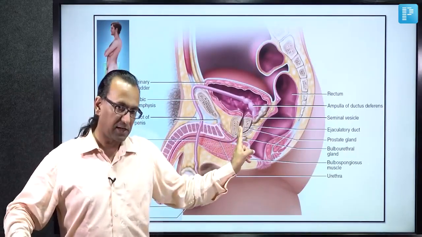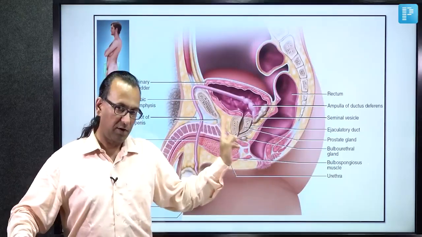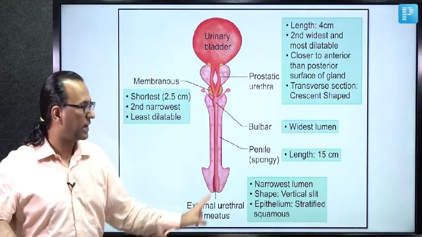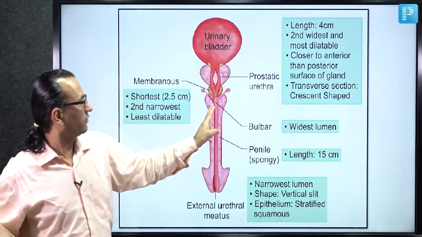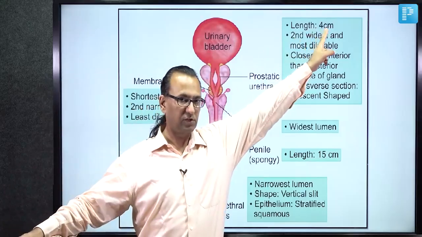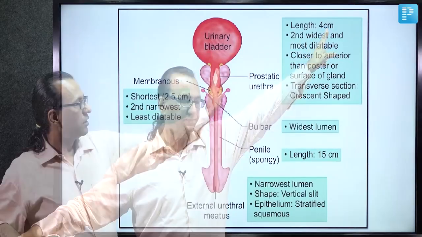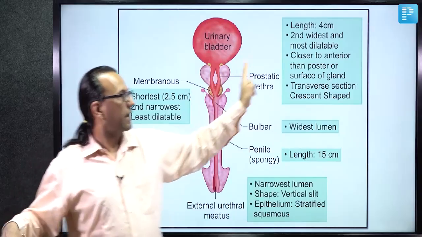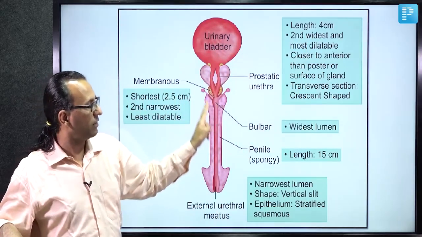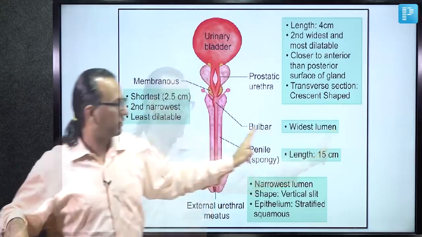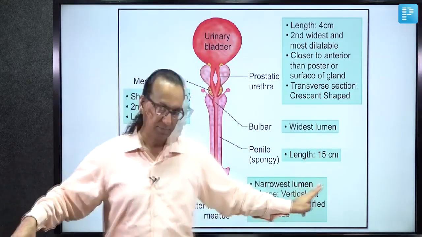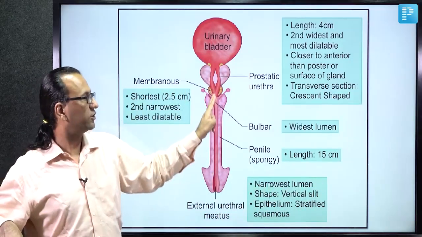Let us look at those details again in the front view of the male urethra. As we suggested, the length of the male urethra is 15 centimeter if it is penile, and if it is the membranous urethra, then it is 2.5 centimeter. If it is the prostatic urethra, then it is 4 centimeter, total 20 centimeter approximately. Now the prostatic urethra is the second widest urethra. Then which is the widest urethra? That is the bulbous urethra. And which is the narrowest lumen? The narrowest lumen is the external urethral meatus, whereas the second narrowest will be the membranous urethra.